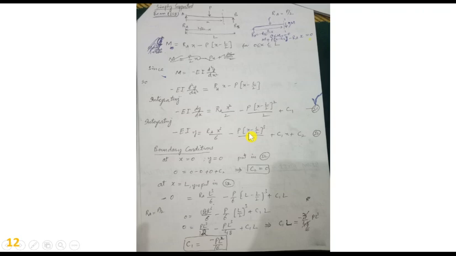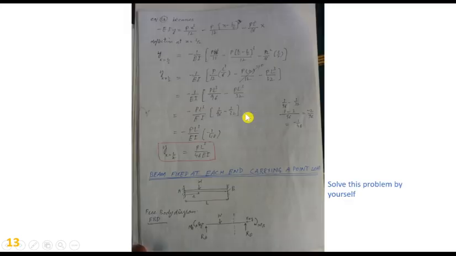If you want to find the slope of the beam, just put the value of C1 in this equation, and this dy over dx will give the value of theta. So this is deflection, and slope you can find out here. So this is all from the Macaulay method. It is very easy to find out. For practice, you should consider this case: a beam fixed at each end carrying a point load, and apply the Macaulay method. Thank you very much.